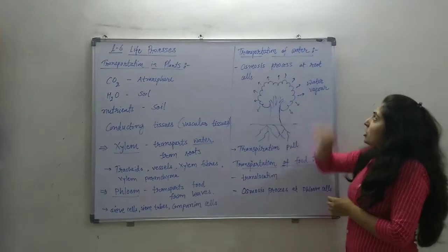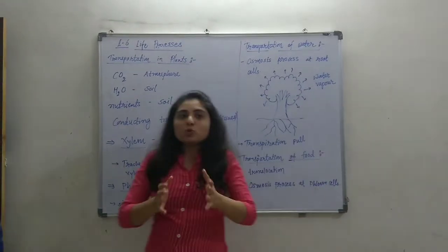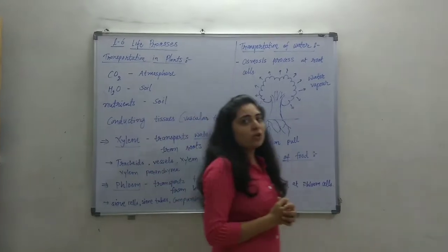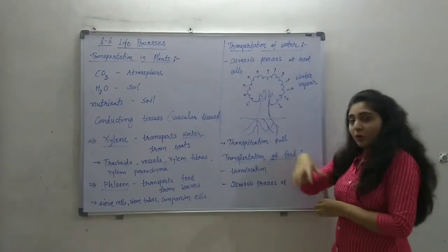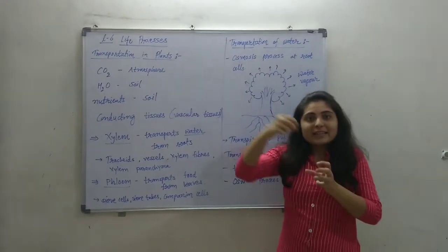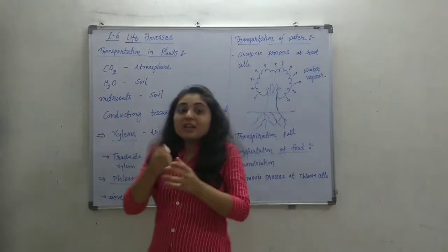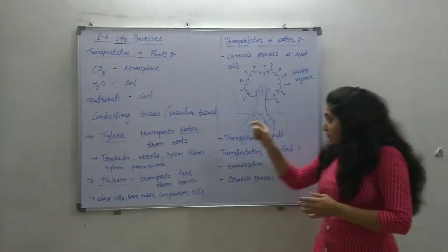First one, transportation of water. It is done by the xylem, and the two main components, tracheids and vessels, are there to transport the water. See, water is obtained from the soil through the roots. Roots have root hairs at the tip of the root. So this root hair will take the water. Now the question is how the water will enter the roots.